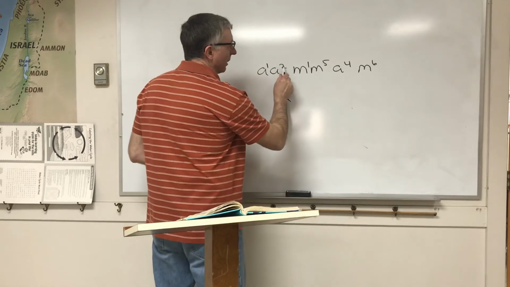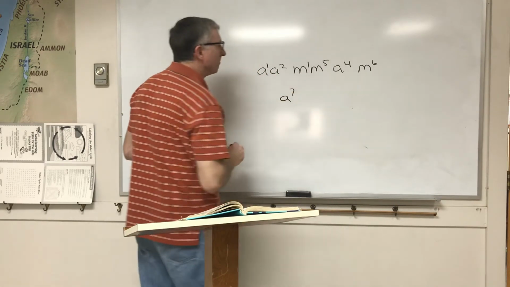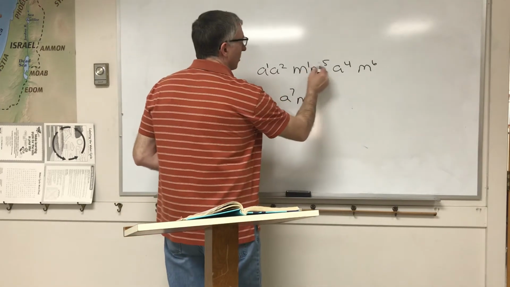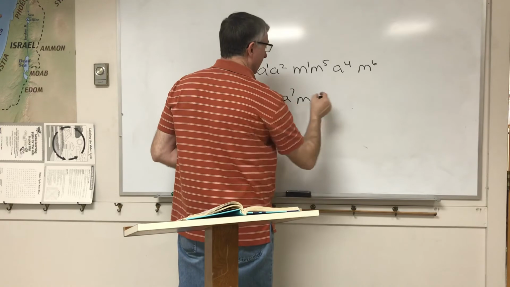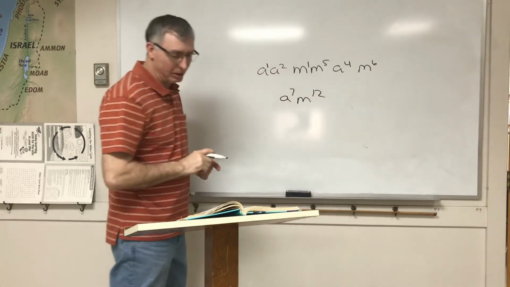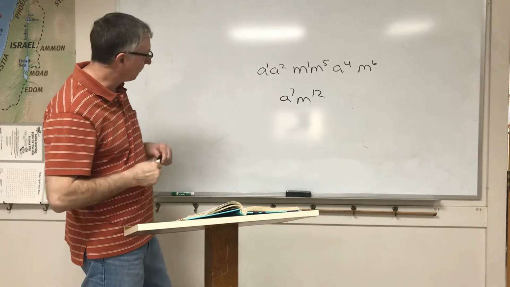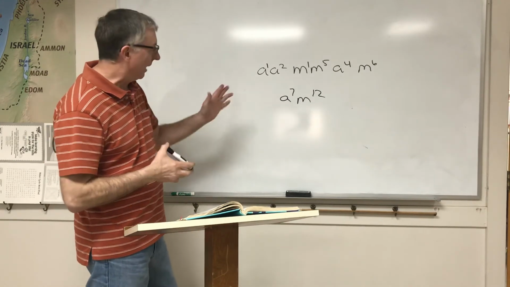1 plus 2 is 3, plus 4 is 7. And then I write down an m, so 1 plus 5 is 6, plus 6 is 12. And so that's my answer. a to the 7th, m to the 12th would be my answer. And so that's how you do that.